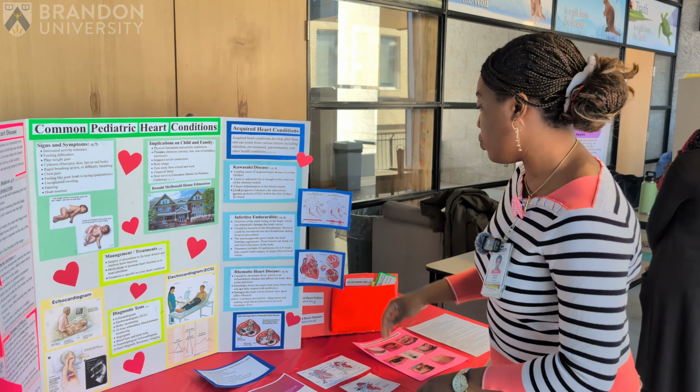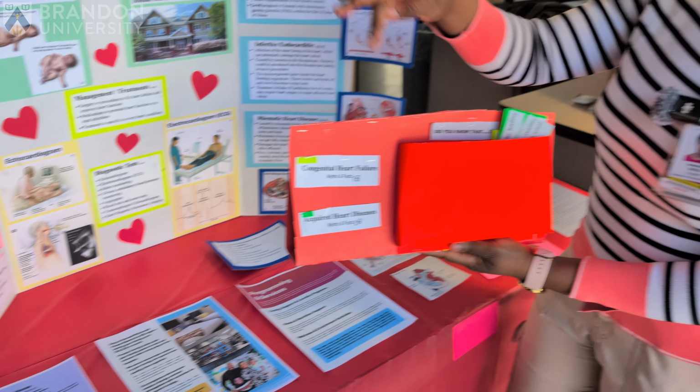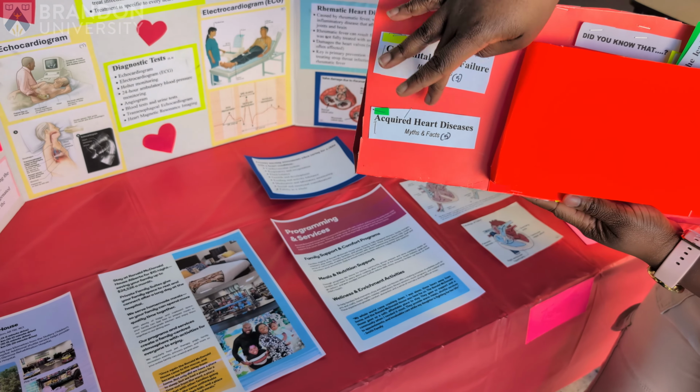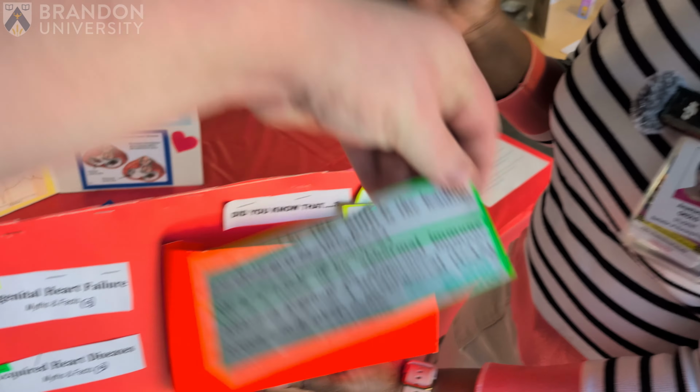So we have here, if you want to pick a card, so a yellow card is for congenital and acquired is for the green card. So you want to pick anyone.